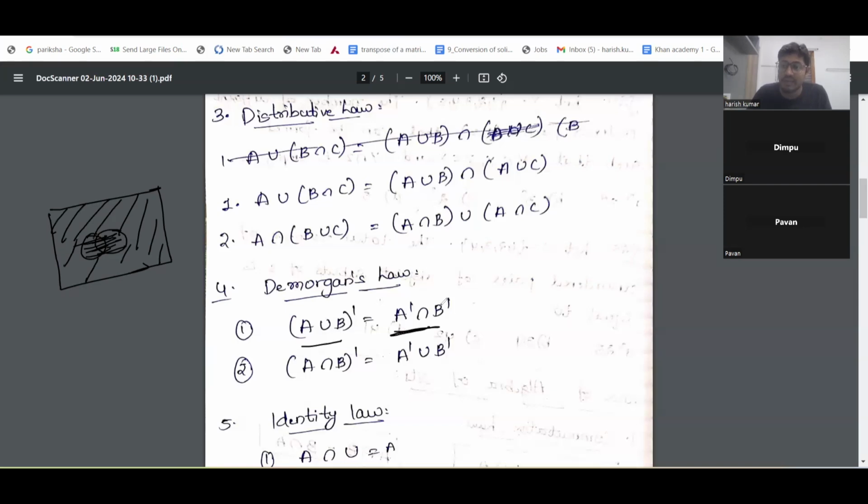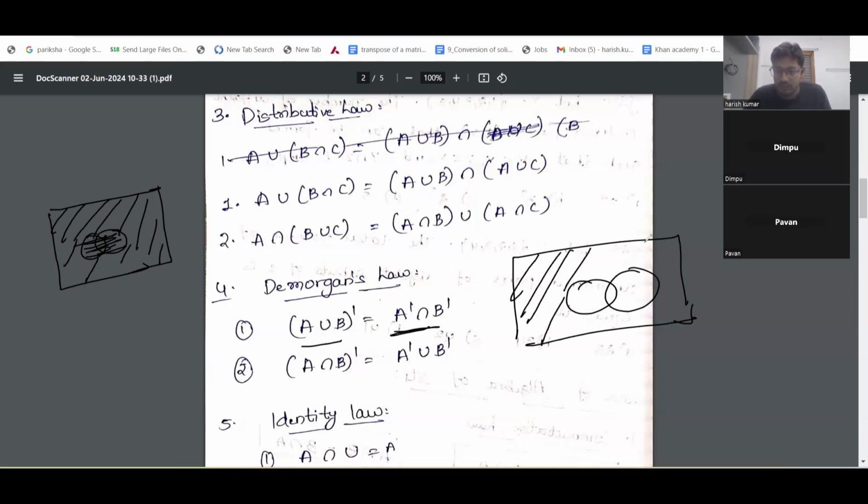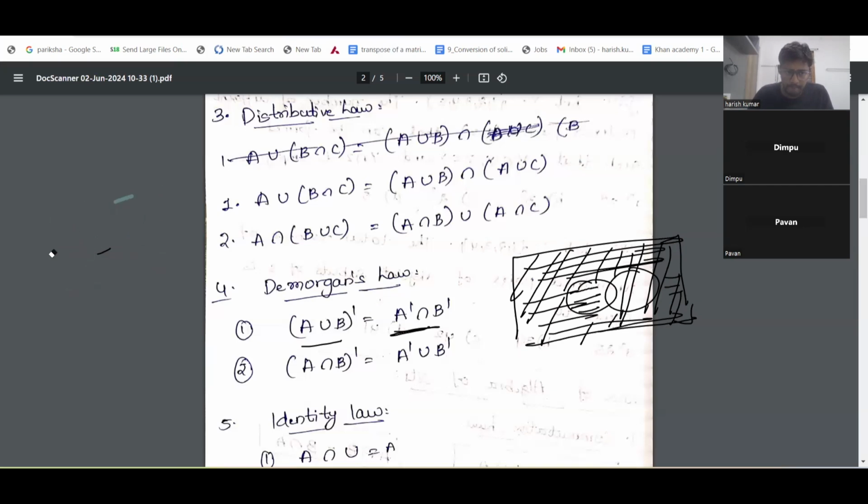Now what is A complement intersection B complement? If this is A, then A complement is this entire thing. And if this is B, then B complement is this entire thing. Now what is the intersection part of these two? This is all the thing except these two. That's how A union B whole complement is A complement intersection B complement. In the same way, A intersection B whole complement is A complement union B complement. Understood? Yes, sir.